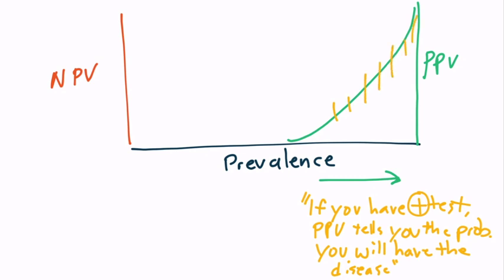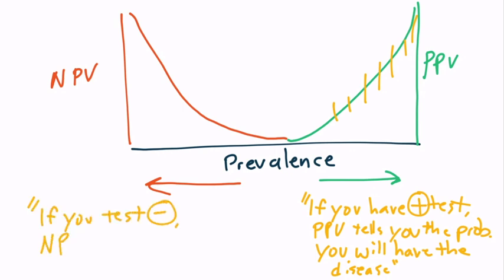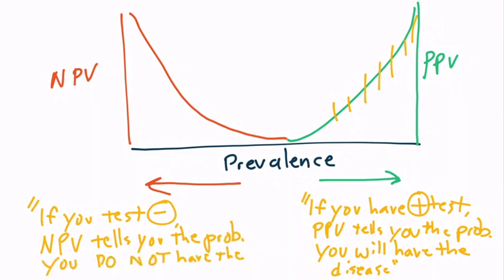Now let's turn our attention to the left side. Notice that as prevalence decreases, the negative predictive value increases. And recall the definition of negative predictive value. If you get a negative test, the negative predictive value will tell you the probability that you really don't have the disease. Therefore, it makes sense that as a disease becomes very rare or less prevalent, the chances of you not having the disease if you get a negative test result would increase.